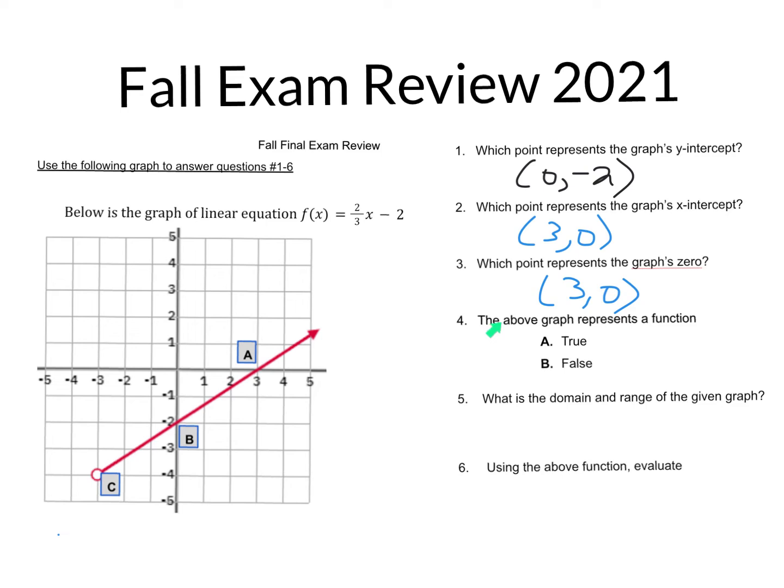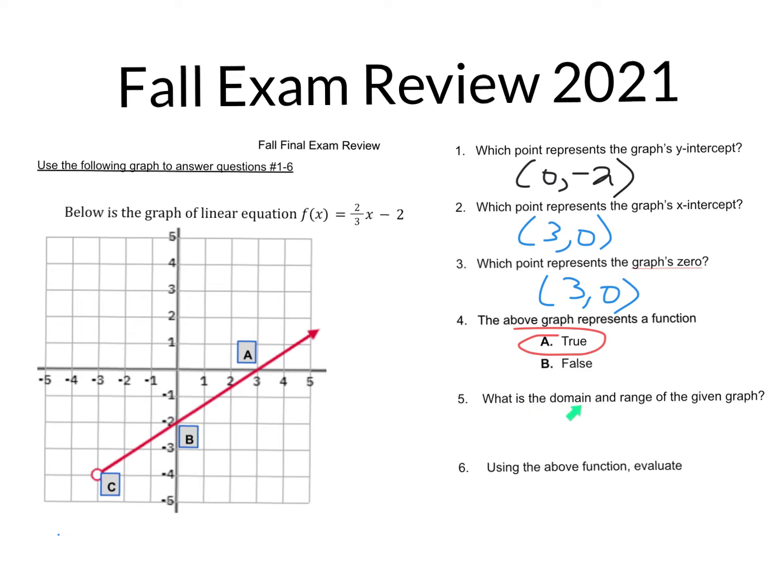All right, now question number 4, the above graph represents a function, true or false? Okay, so a graph is a function as long as each input only has one output. Now this is a linear equation, and you can tell that it is a function. One way we can do that, if you draw a vertical line test and it only goes through the graph in one place all throughout the graph, then it is a function. But you can see here that there's not any repeating outputs for one input. So yes, this one is true. We do have a function.